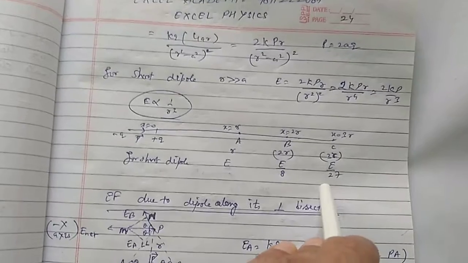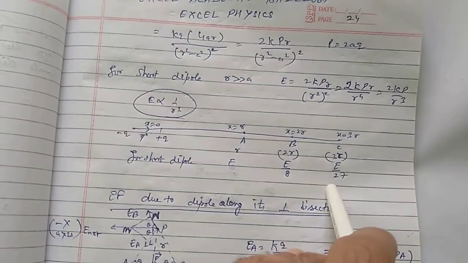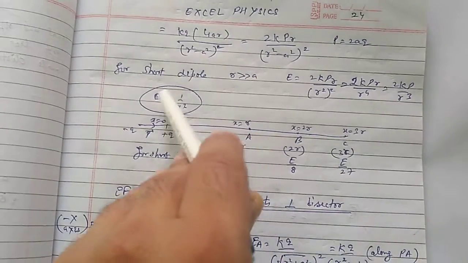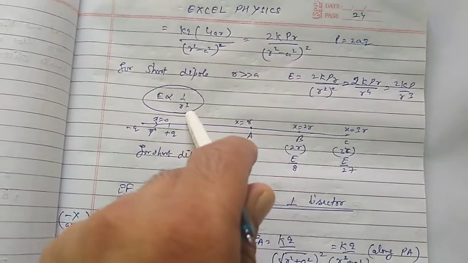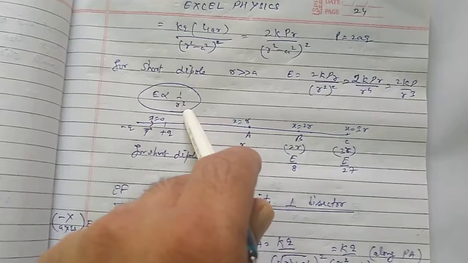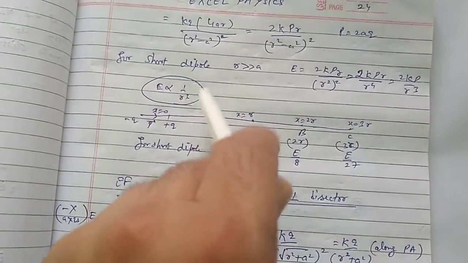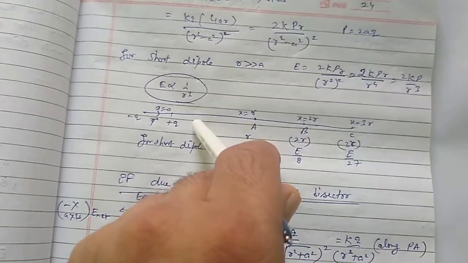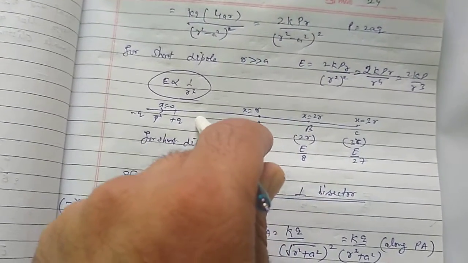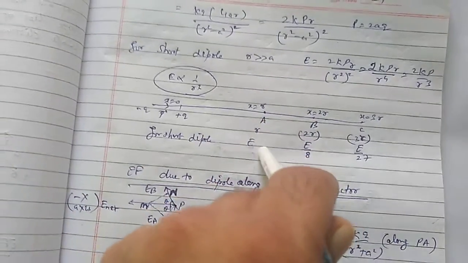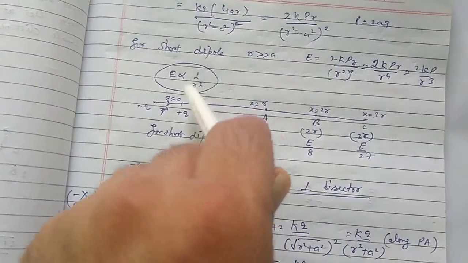Whereas in the case of an isolated charge, your relation is KQ upon R square. So E is inversely proportional to R square for a point charge, but for a dipole it is inversely proportional to R cube. So this thing is to be kept in mind. The electric field falls more rapidly for a dipole than for a point charge.